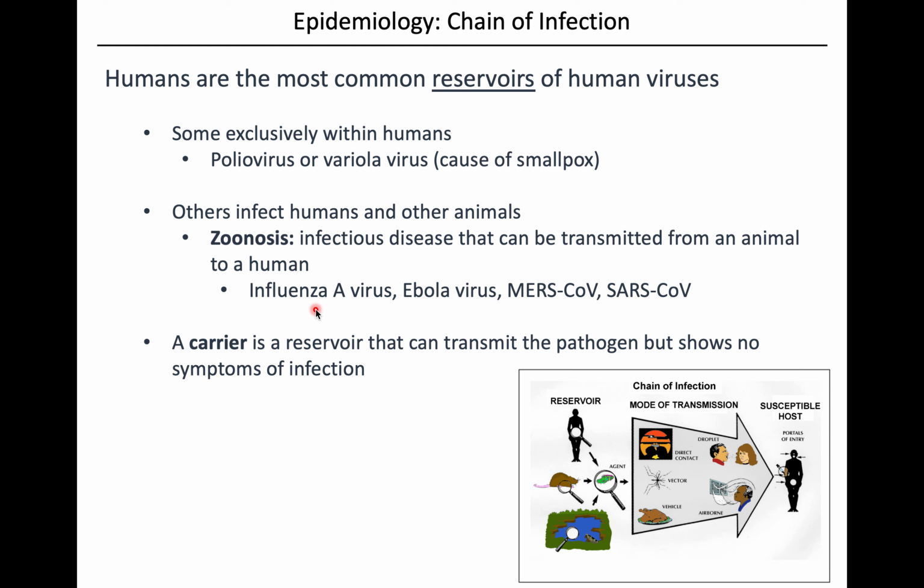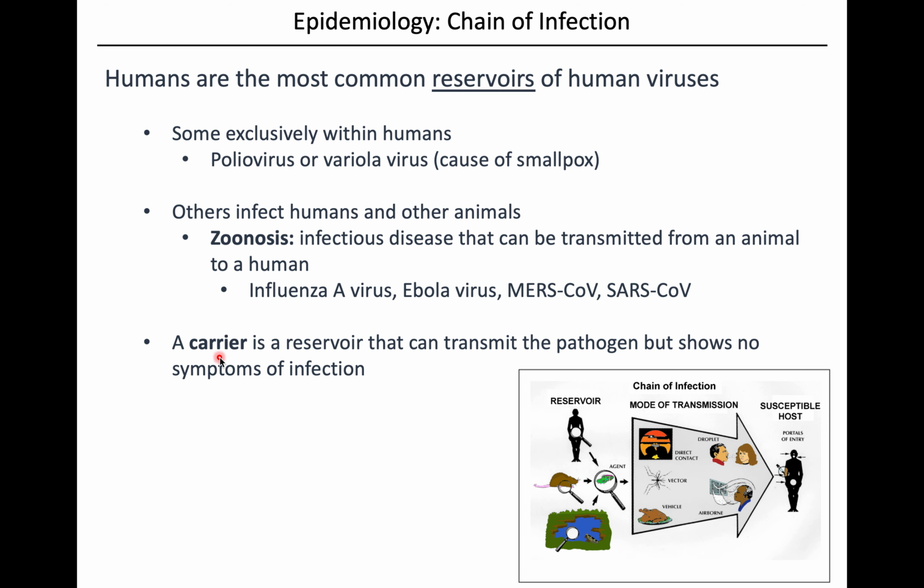Famously with the 1918 influenza epidemic that killed millions of people worldwide, that was believed to be transmitted from pigs to humans. Ebola, and now with MERS and SARS and SARS-CoV-2, COVID-19, appears to be able to be transmitted from bats to humans.